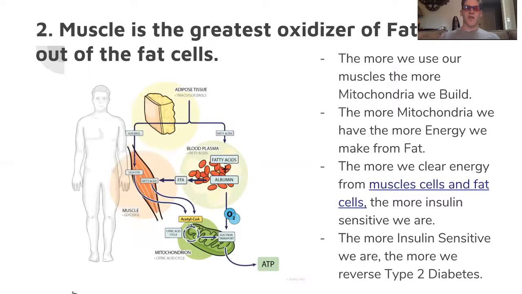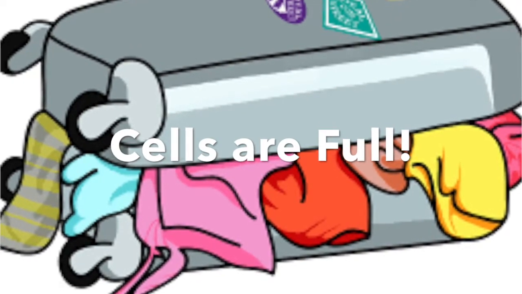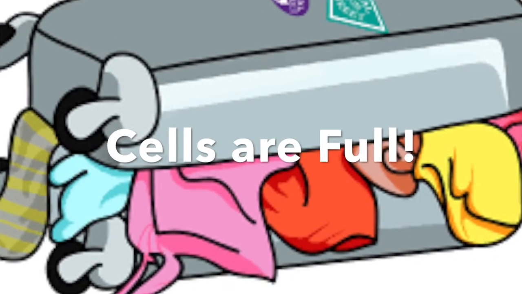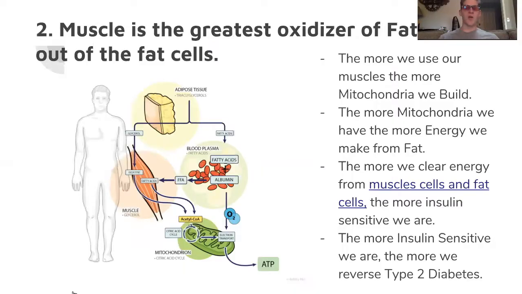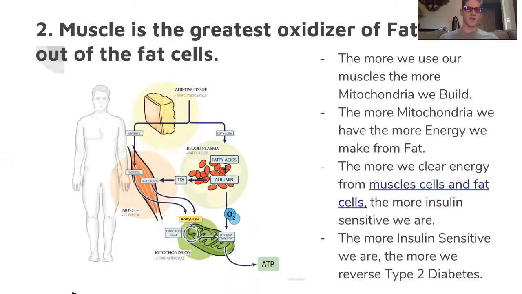So if our cells are full of fat and sugar and basically everything is crammed into these cells, right? The more we use our muscles, the more mitochondria we build. The more mitochondria we build, the more energy we can make from the fat cells. Basically, the more we clear the energy from the muscle cells and the fat cells, the more insulin sensitive we are.